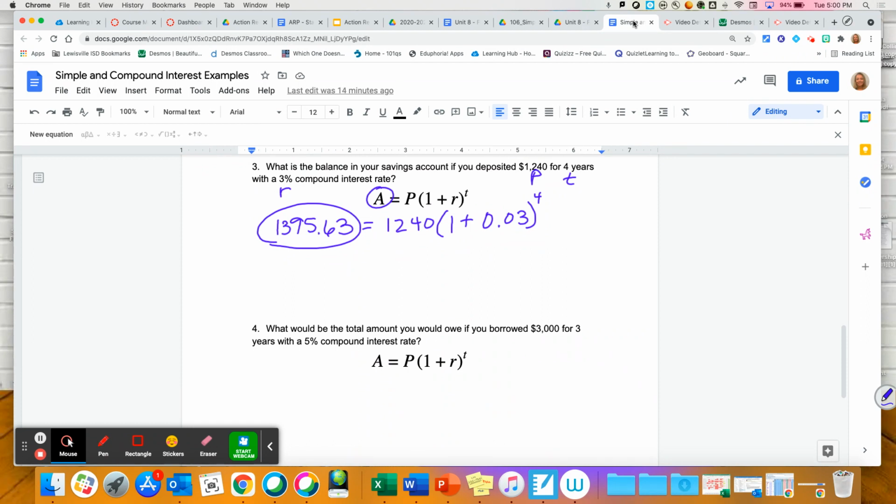Number 4 says, what would be the total amount you would owe if you borrowed $3,000 for 3 years with a 5% compound interest rate? So we're going to plug in $3,000 for our principal. Open your parentheses. Your rate for this one is 5%. So 5% as a decimal is 0.05. Close your parentheses. And the time for this one is 3 years. So that is going to be your exponent. You're going to raise that number.